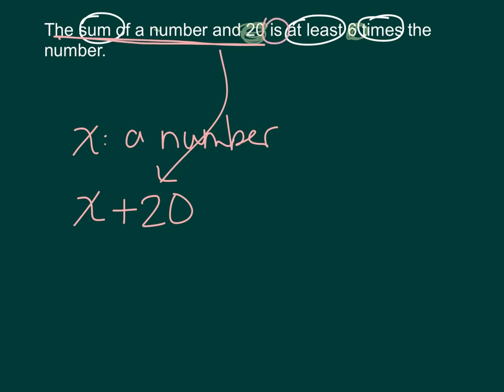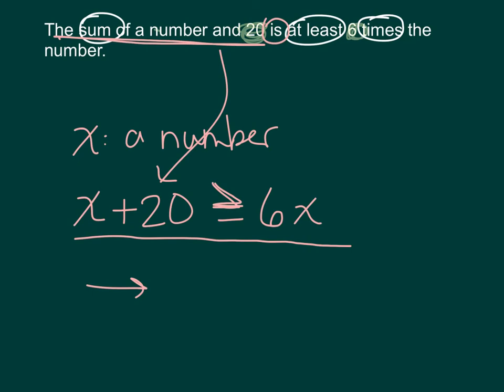Is, if I circle that. Is in math means equal, but we have at least, so we know that it's at least. So we got to go this way. Is at least 6 times the number. So 6 multiplied by the number. Did you guys get that? At least. So it can be greater than or equal to. So is at least. So x plus 20 is greater than or equal to 6x. That's how I read it. Okay? I read from left to right. Alright, I hope you guys got that one.